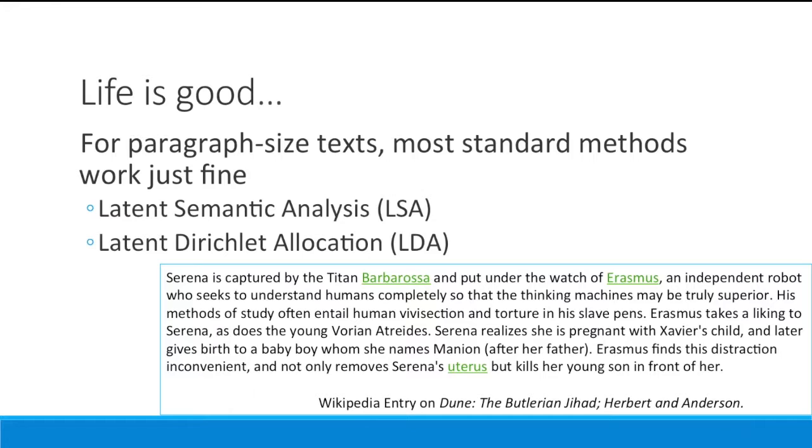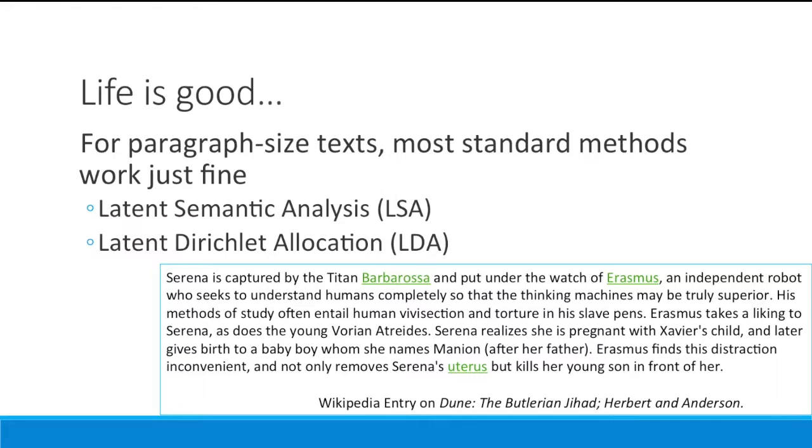When you have things that are similar, when you have people who are similar, they tend to express themselves in similar ways. And generally speaking, when you have large texts like this, it's no problem creating LSA spaces or LDA spaces that actually create good understanding of the underlying text and how it works. You know, Serena is closely connected to her uterus, and Erasmus, if you're a Dune person, this is stuff you would be familiar with. But with texts of paragraph size or larger, you can dump all of that into LSA or LDA, and it's going to work great for you.